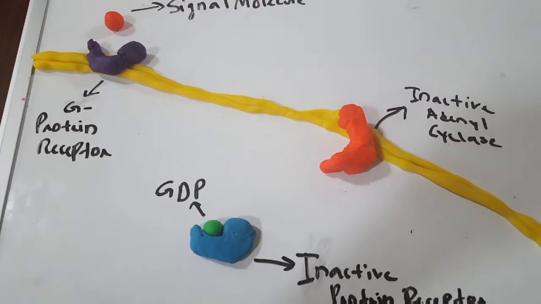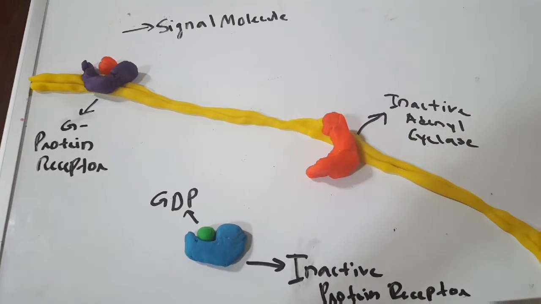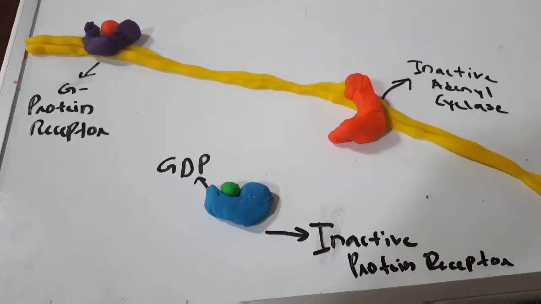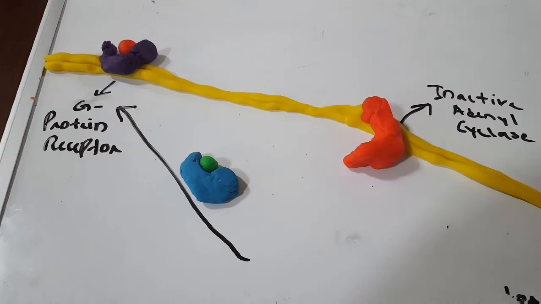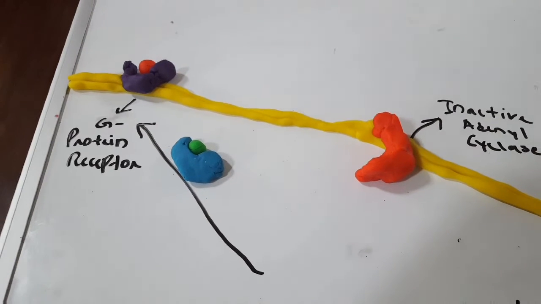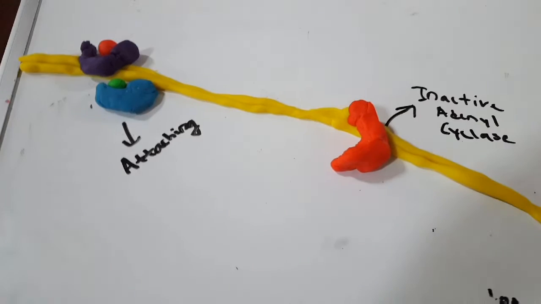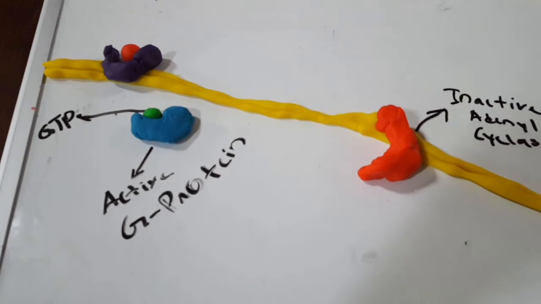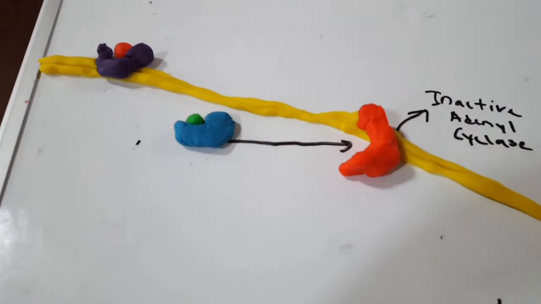The signaling molecule goes to the G protein receptor and attaches to it, which signals the inactive G protein with the GDP attached to it to go towards the G protein receptor and attach itself to it. Then the GDP will fall off and be converted into GTP, which then makes the G protein active. Then it starts moving towards the enzyme.